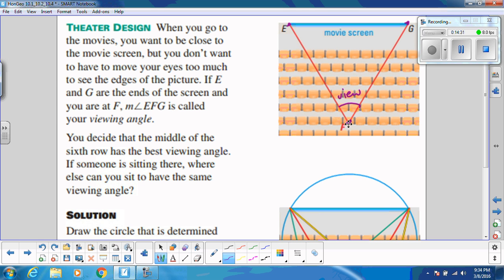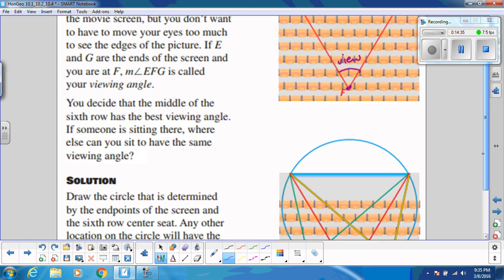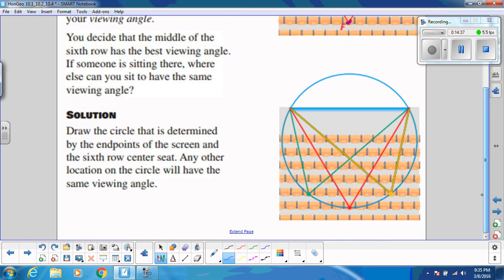Well, we're going to use that intercepted arc theorem to help us with that. If we were to make a circle, we would draw a circle that includes these points that we were just talking about. These two were the edges of the movie screen, and this is where that person is sitting. They're sitting in your spot.